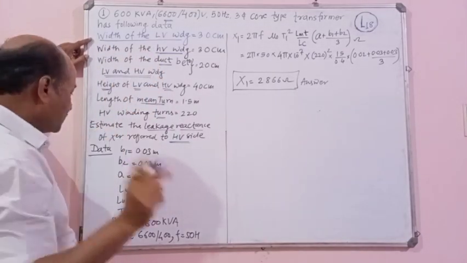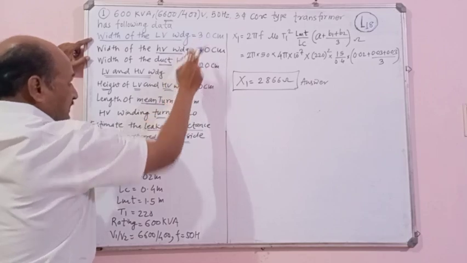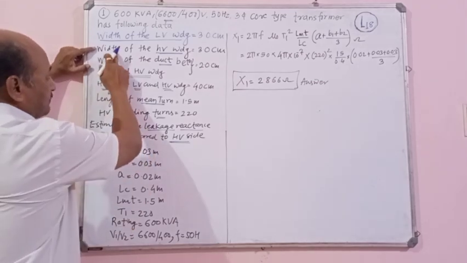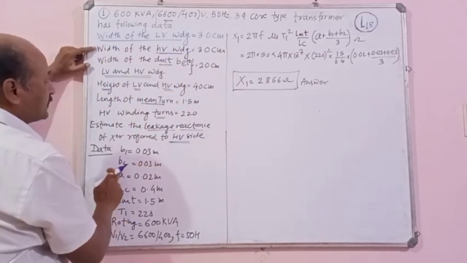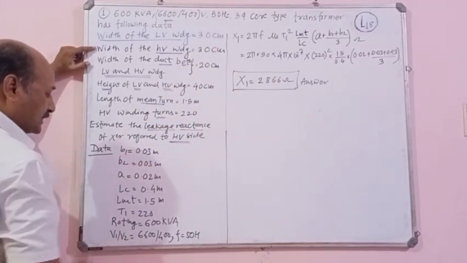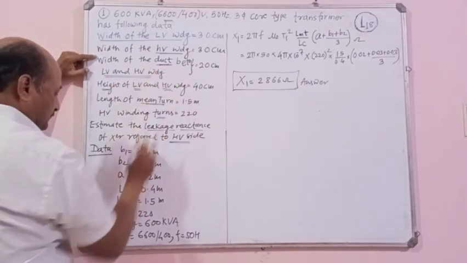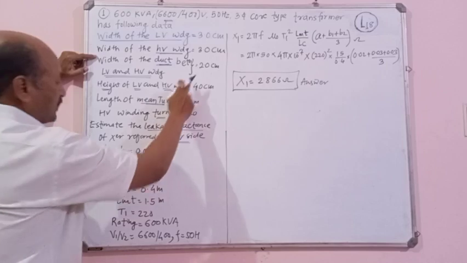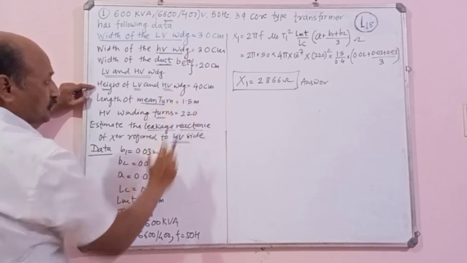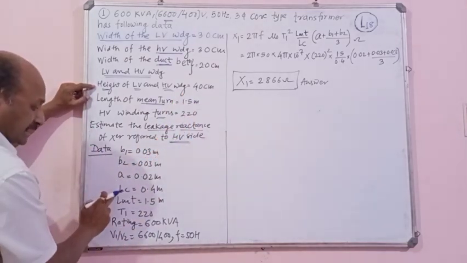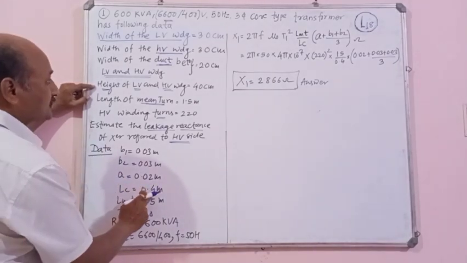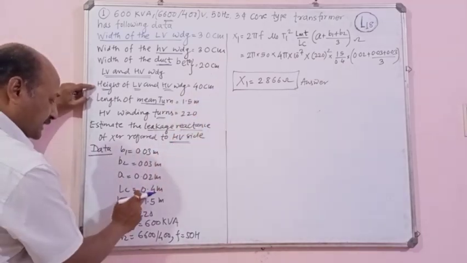Width of the LV winding, denoted by b1, is given in centimeter, convert it into meter, that is 0.03 meter. Then the width of the HV winding, small b2, again 3.0 centimeter, convert it into meter, 0.03 meter. Then the width of the duct is denoted by small a equals 0.02 meter. Then the height of the LV and HV winding, that is LC, the length of the coil. Length of the coil of the LV as well as the HV equals 40 centimeter, so convert it into meter.